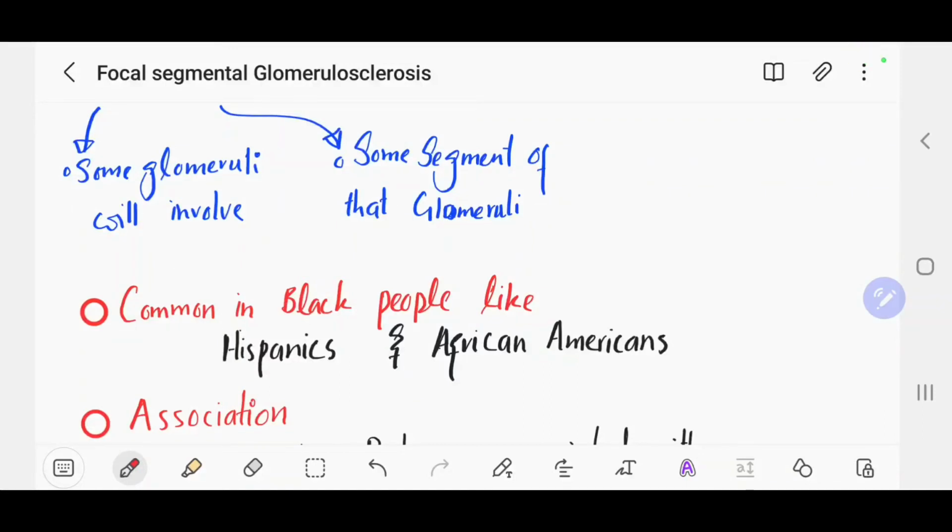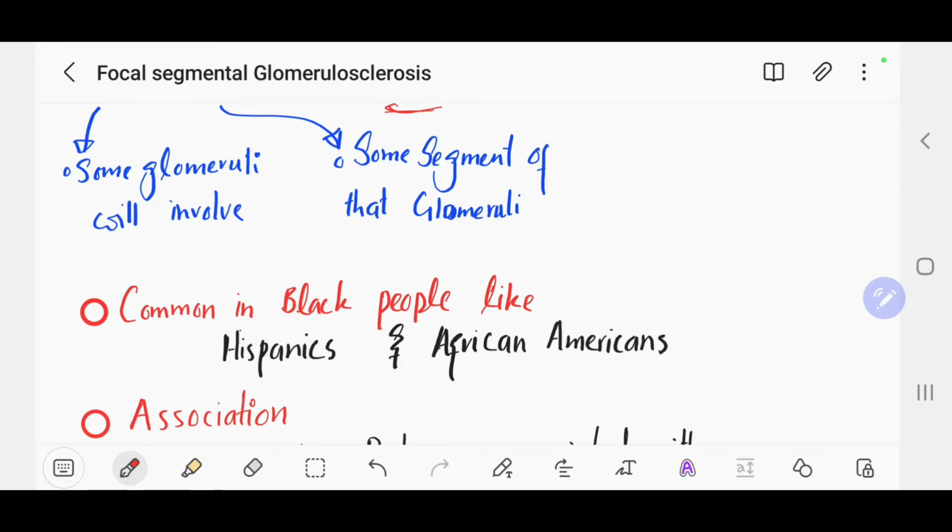The next one is focal segmental glomerulosclerosis. This is also a type of nephrotic syndrome, as I told you earlier. From the name, focal means some glomeruli will be involved. Segmental means that some segment of those glomeruli will be involved, and actually sclerosis will occur. Sclerosis of some segments of some glomeruli will occur in this disease.